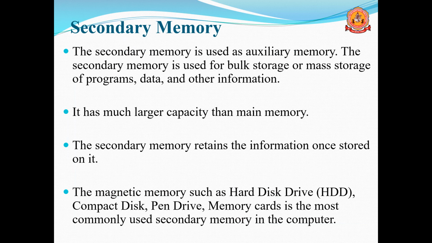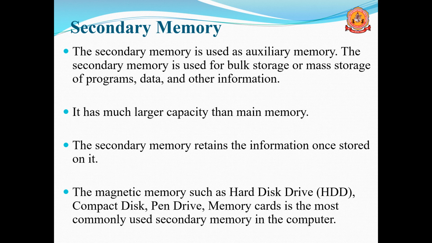If you want to store bulk data, whenever you want to store different movies or any textbook in the form of PDFs, in that case we are mainly making use of secondary storage, used for bulk storage or mass storage of programs, data and other information. It has larger capacity than the main memory. The secondary memory has larger capacity than the primary memory.